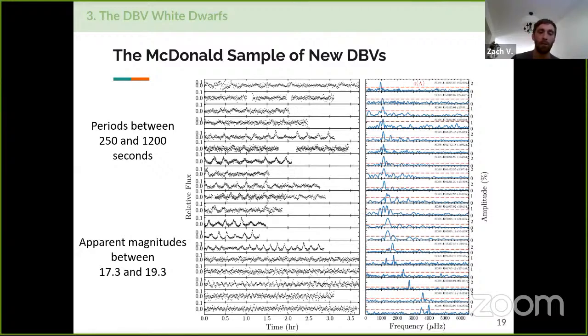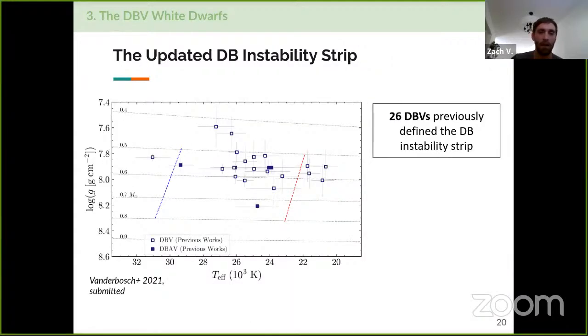But still, these systems are useful in other ways, primarily for constraining the extent of the DBV instability strip, which has historically been really hard to pin down observationally. And this is sort of the current status based off of currently published DBVs. The blue and red lines are theoretical boundaries for the instability strip. And as you can see, the uncertainties in all these temperatures are pretty large, which is due to how insensitive the helium lines are at this temperature region to changes in temperature. So the lines pretty much stay the same strength throughout most of the instability strip, which makes it hard to get a good solution for these.